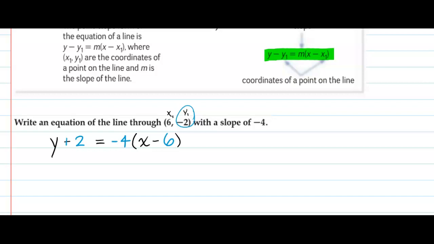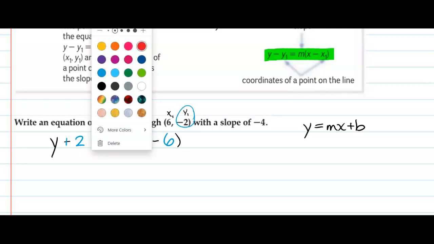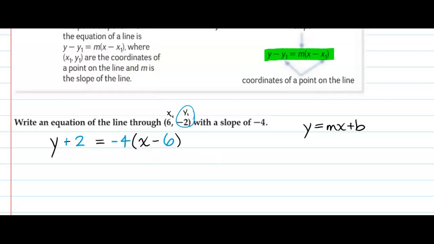Think about what slope-intercept form looks like. Y is by itself on one side, and there are no parentheses. So we can get it into that form quite easily. We're just going to need to distribute to remove the parentheses.